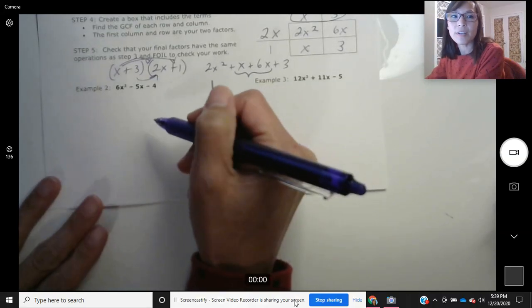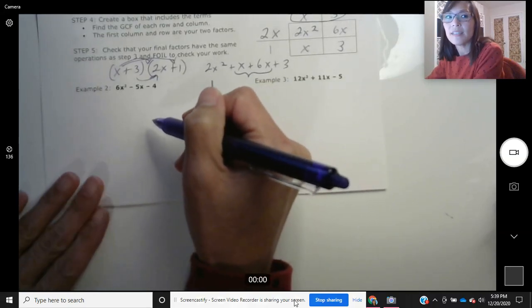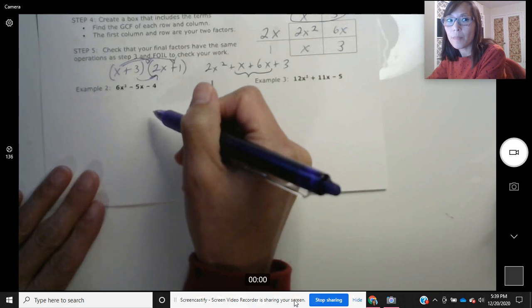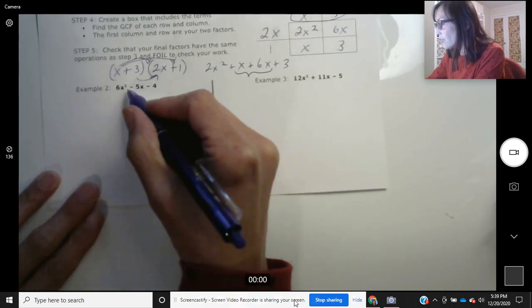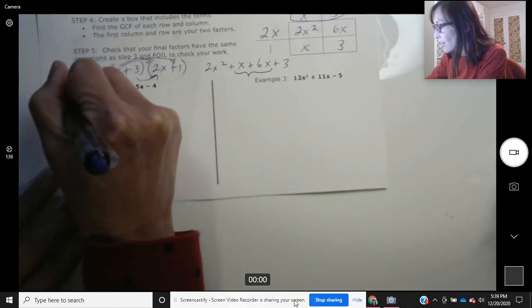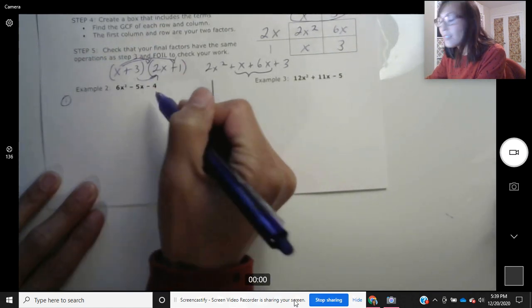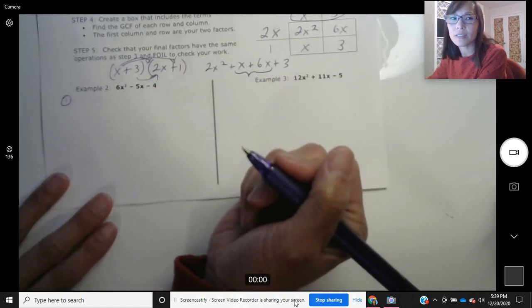Let's look at a couple more examples using the box method. Let's look at 6x squared minus 5x minus 4. The first thing we want to do is find out if there's any greatest common factor. And in this, there is no greatest common factor.